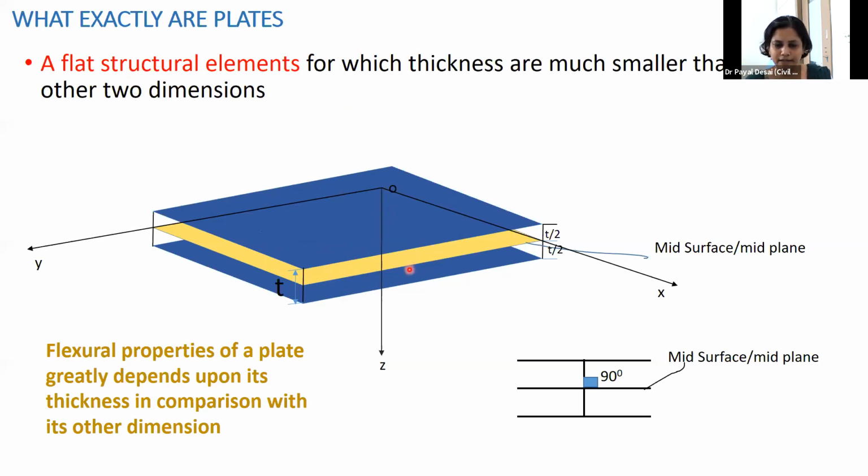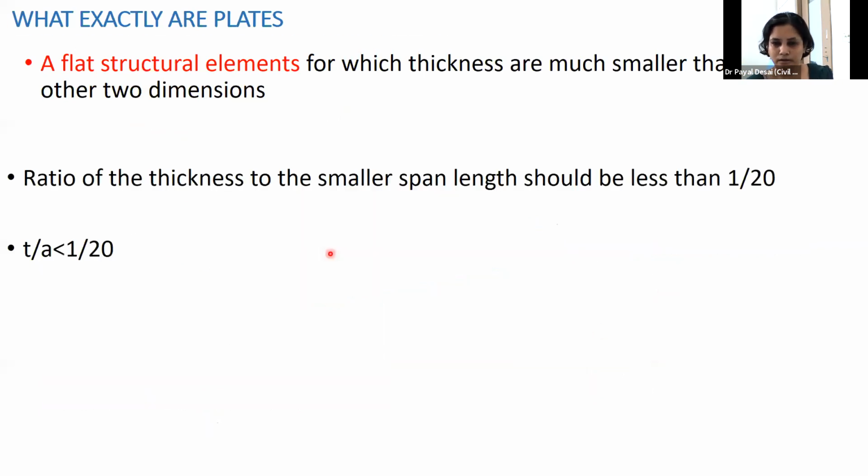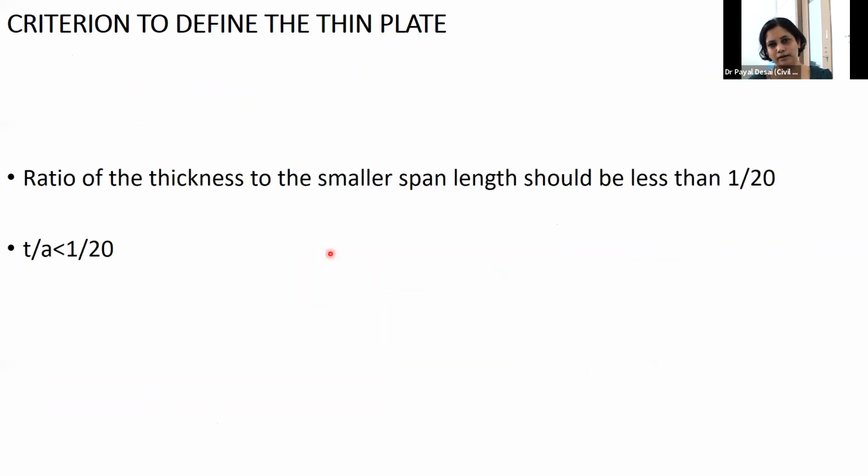Now, this thickness is always measured in the normal direction. Normal meaning it's 90 degrees. Okay. So to define the criteria for the thin plate, it is the shorter span.